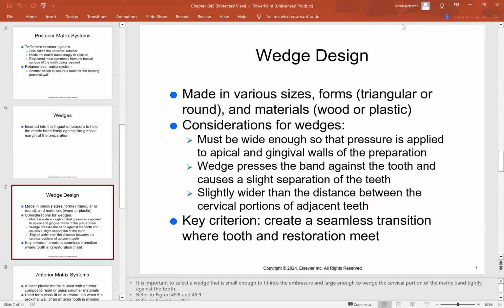Wedges are made in various sizes and forms, triangular or round, and they're also made of different materials, wood or plastic. Considerations for wedges: they must be wide enough so that the pressure is applied to the apical and gingival walls of the preparation. The wedge presses the band against the tooth and causes a slight separation of the teeth. It's going to be slightly wider than the distance between the cervical portions of the adjacent teeth. This is to create a seamless transition where the tooth and the restoration meet.